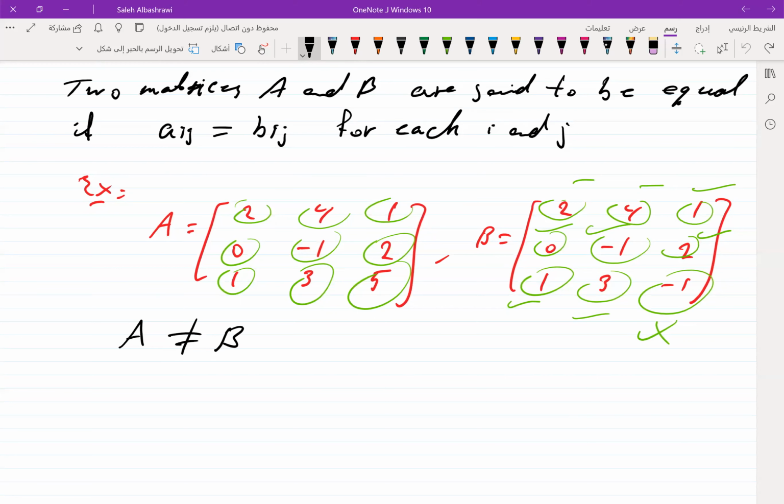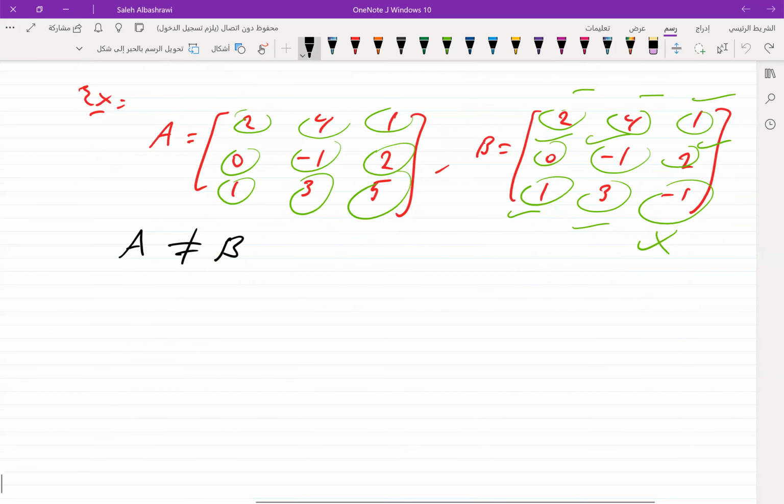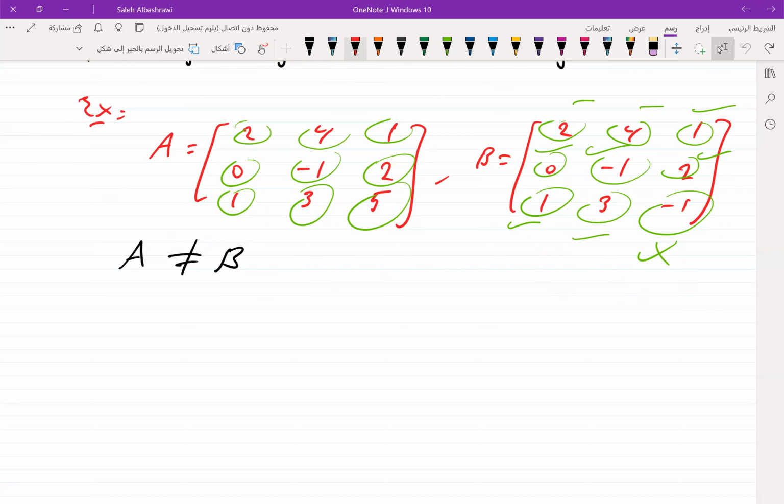So this is the idea. Two matrices A and B are said to be equal if every single element equals the element in the same position, ij, in the second matrix. Now for the addition of matrices.